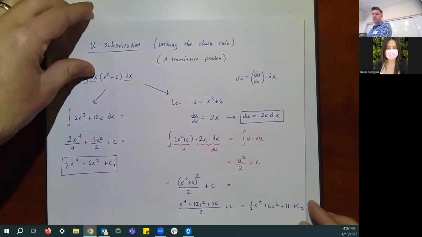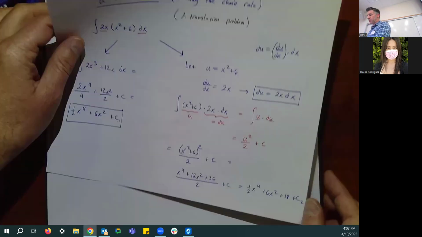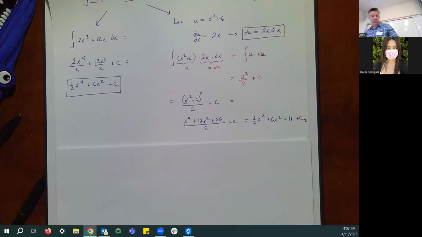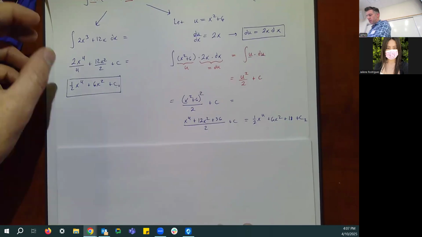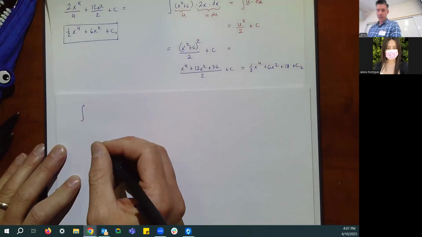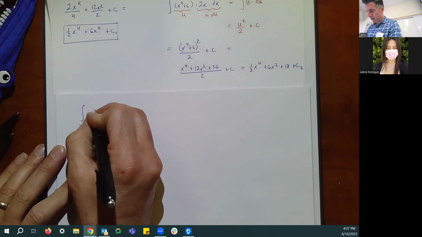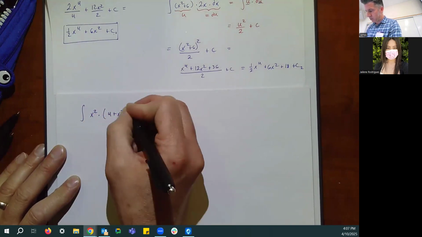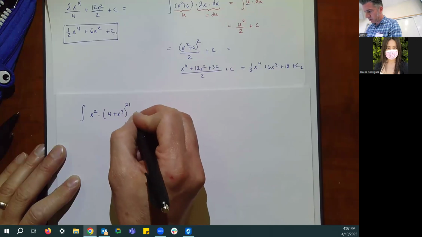All right, so let's look at another example, and in the next example, we'll talk about how you can do this in a few different ways. So let's look at something a little more complicated, something we couldn't just multiply out on its own. Sure, let's do the following. Let's say we wanted to find the indefinite integral of x squared times 4 plus x cubed to the 21st power.